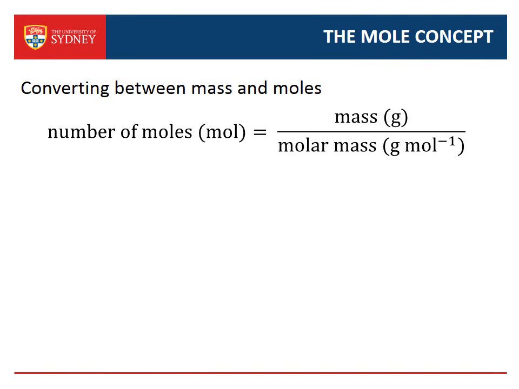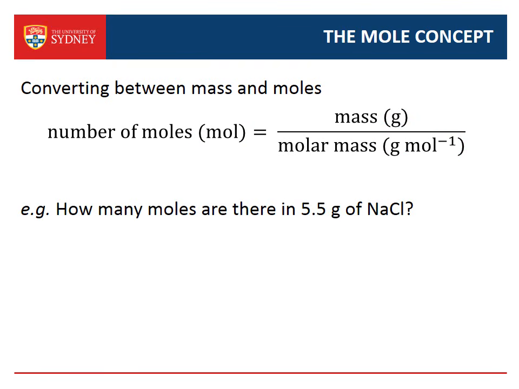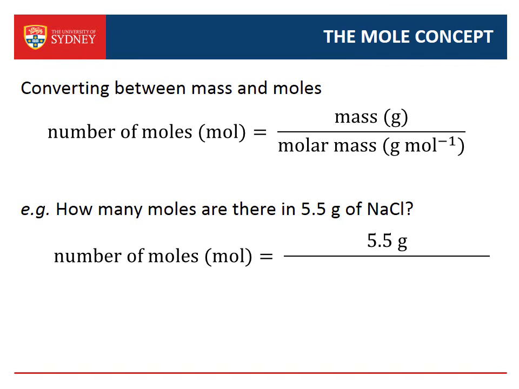You should always take notice of the units in your calculations. Here you can see that the grams will cancel out, leaving us with moles on both sides. So let's look at an example. How many moles are there in 5.5 grams of sodium chloride? We can substitute directly into our equation with the mass of 5.5 grams and the molar mass, which is the sum of the atomic masses of sodium, 22.99, and chlorine, 35.45. This gives us an answer of 0.094 moles.